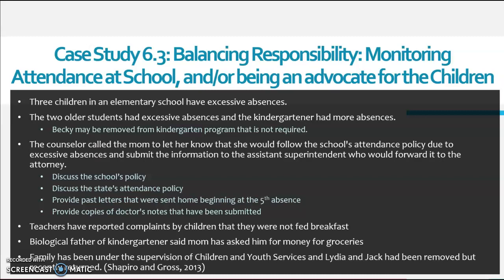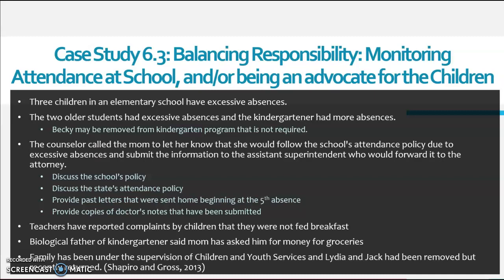The counselor called the mom to let her know that she would follow the school's attendance policy due to excessive absences and submit the information to the assistant superintendent, who would forward it to the attorney. She would need to discuss the school's policy with the mom, discuss the state's attendance policy with her, provide past letters that were sent home beginning at the 5th absence, and provide copies of doctor's notes that have been submitted.